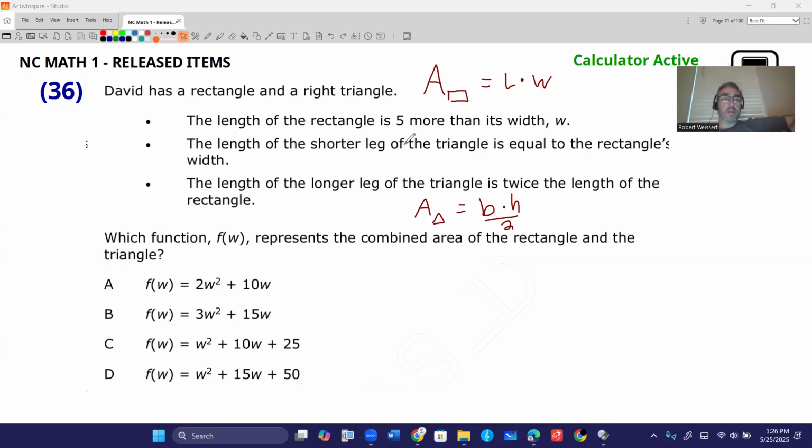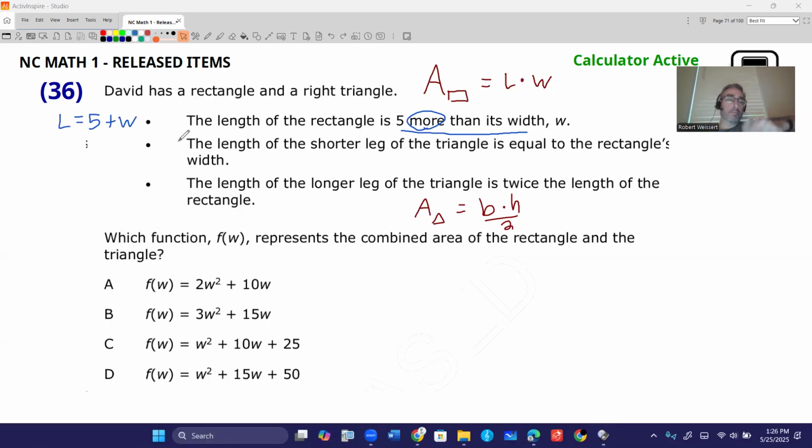Now let's talk about the information that we have. We have an expression that says the length of the rectangle is 5 more than its width, W. So I'm going to make a little expression here. My length is equal to 5 more than its width, so 5 plus W.